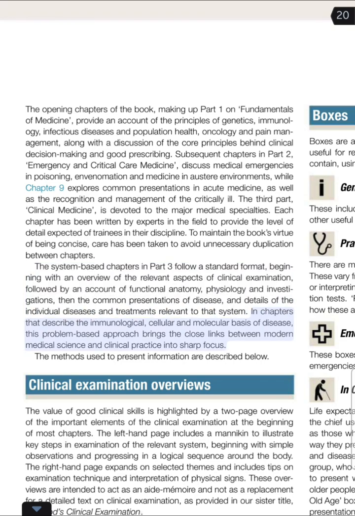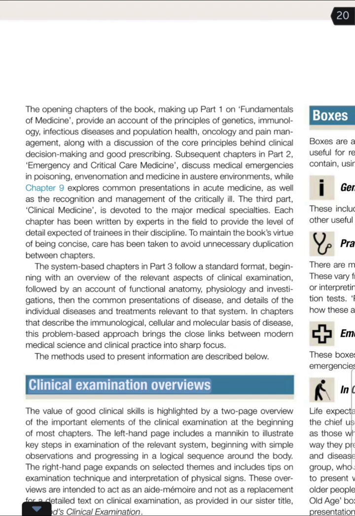In chapters that describe the immunological, cellular and molecular basis of disease, this problem-based approach brings the close links between modern medical science and clinical practice into sharp focus. The methods used to present information are described below.